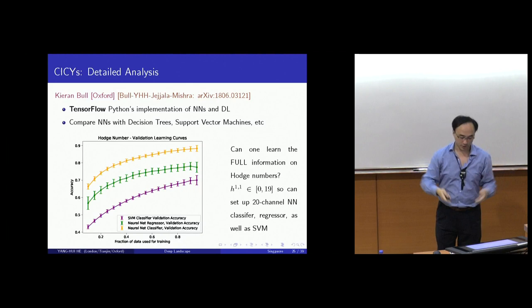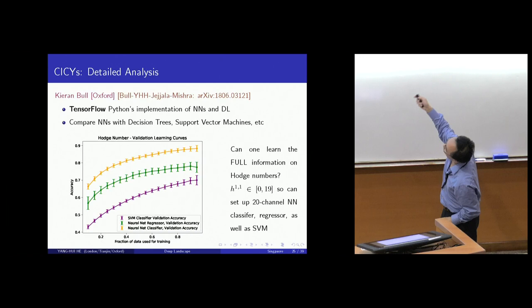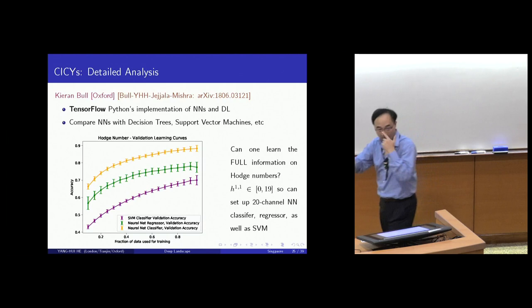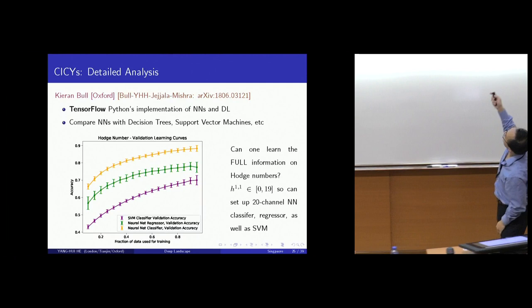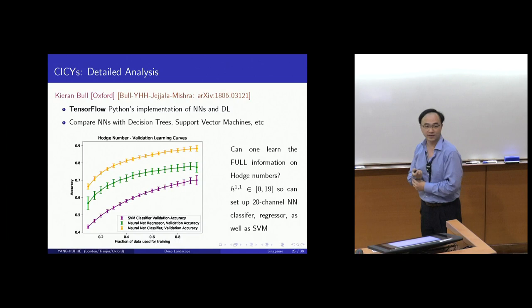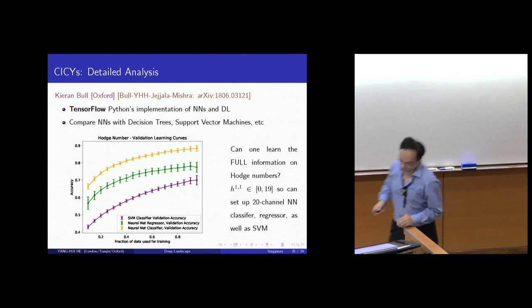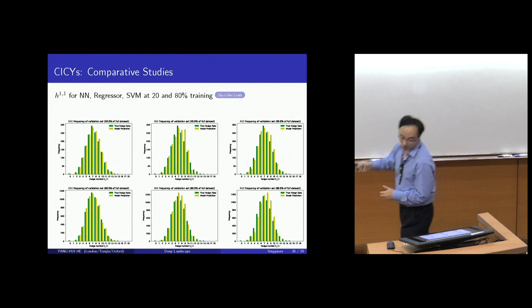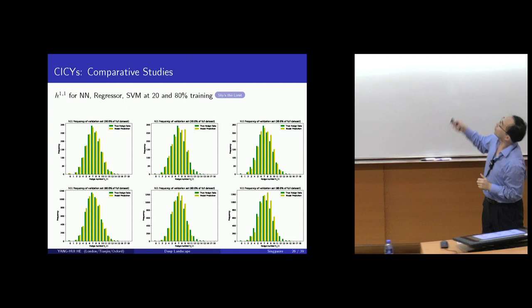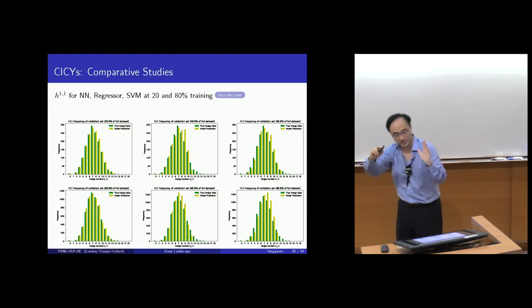You can do it through support vector machines, decision trees, or neural network regressors or classifiers, and experiment. And then he used a genetic algorithm to optimize the network structure. Ultimately, he found that the SVMs do best. I think Amir loves SVMs. What you see here is the distribution of the predicted h11 versus the actual h11. As you see more and more data, it converges towards what you expect from the actual distribution of h11.